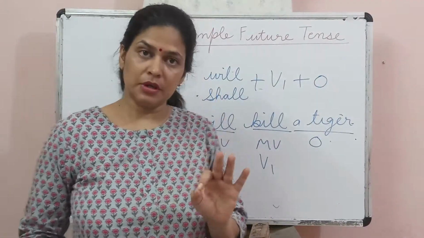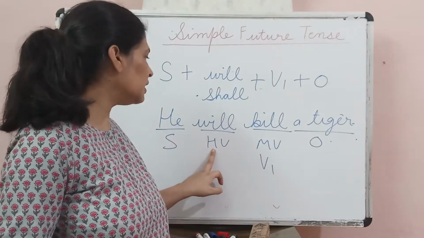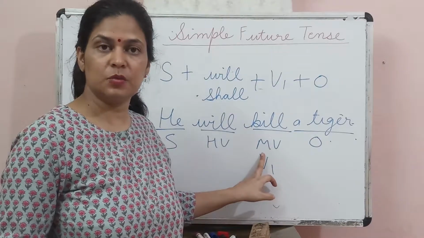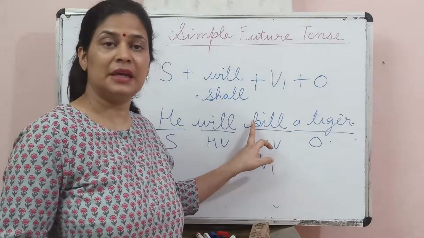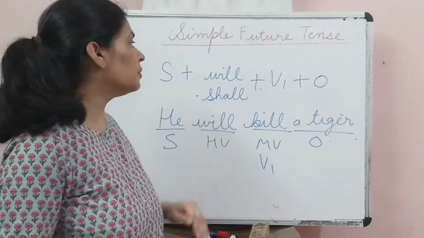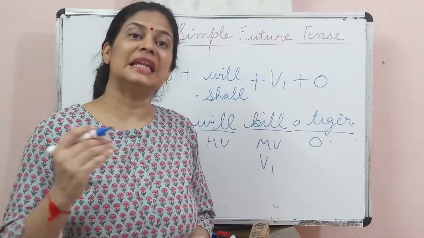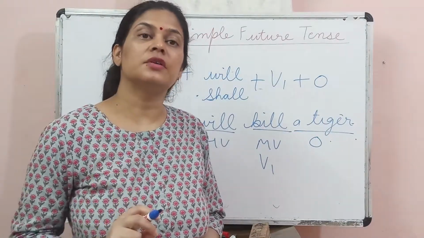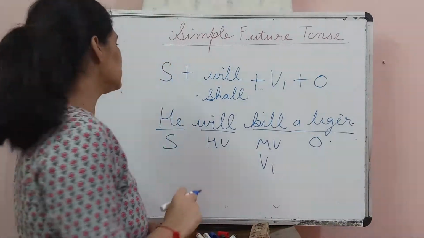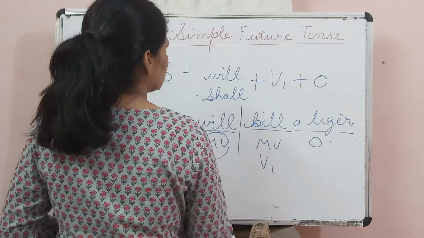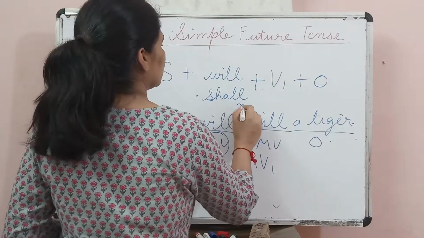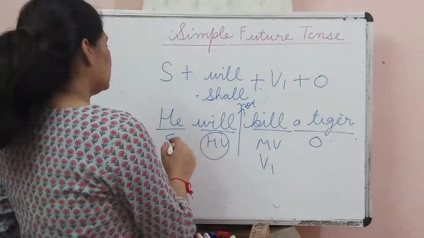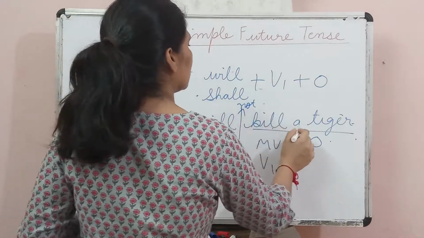Now remember here that we have a helping verb, that is will and shall, and we require the first form of the verb as the action word or the main verb. Whenever we have to make the negative of this, we always have to add not after the first helping verb. So just after the first helping verb, we write not. This is how we make the negative: he will not kill a tiger.